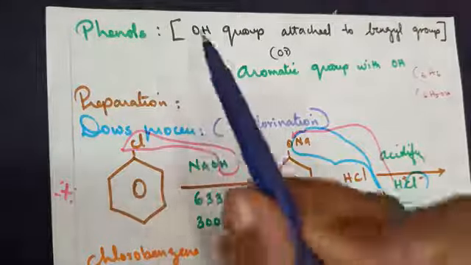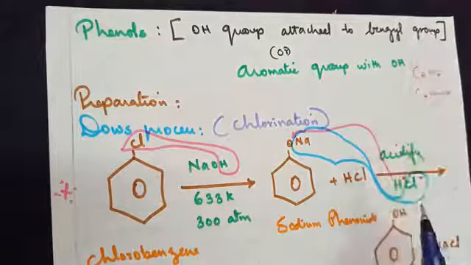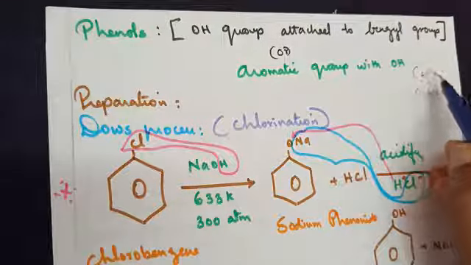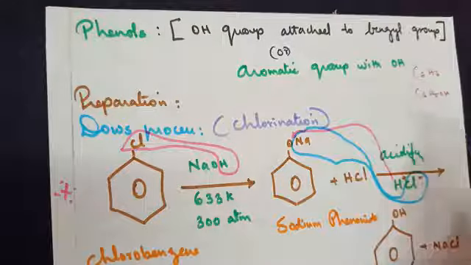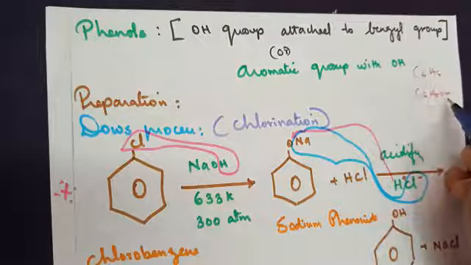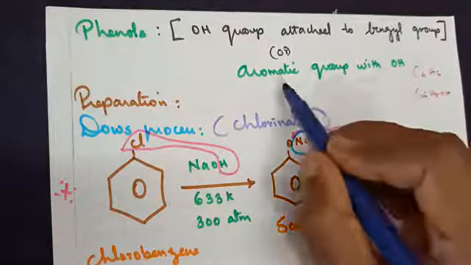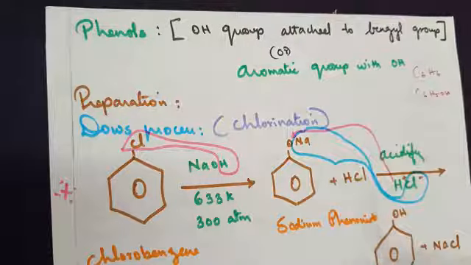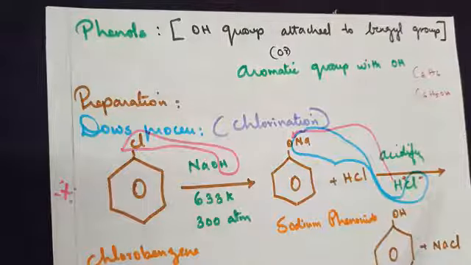Easy way of remembering phenols: when we say OH group is attached to the benzyl group. Now you know that the formula for benzene is C6H6. Benzyl group, when we say C6H5, one hydrogen is replaced with a hydroxyl group, or you can also call it an aromatic group with an OH. Aromatic means the presence of a benzene ring should be shown.